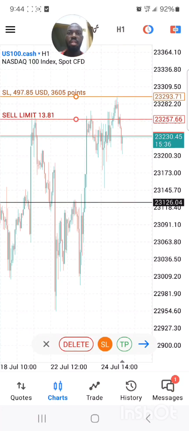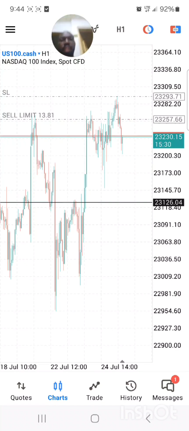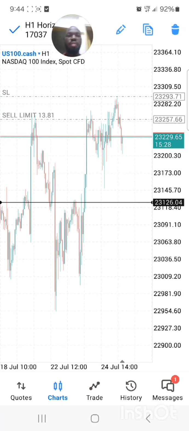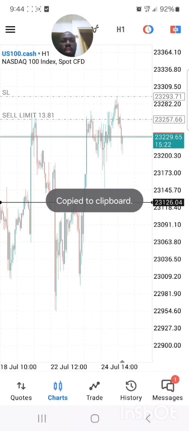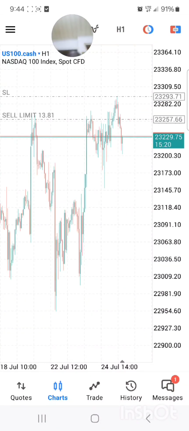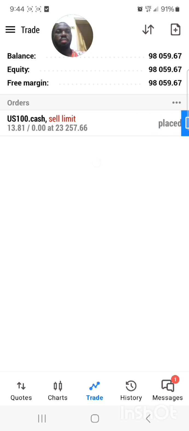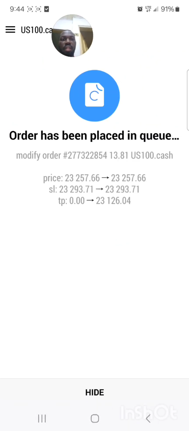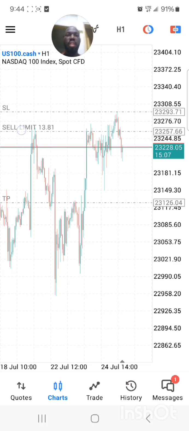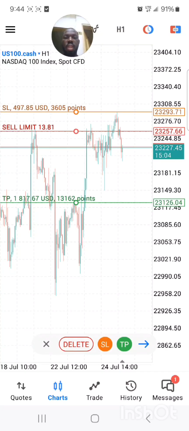So you can see that it's 497.85 USD, approximately $500 that we are risking. Then this will be the take profit. So this take profit will just copy from the line here, and copy. Come here, right? This one that is a pin will modify. So put our take profit down here and modify. Our take profit is already set. So we're risking $497 to get 1817.67 USD. So approximately this is what we are risking to get on this trade.